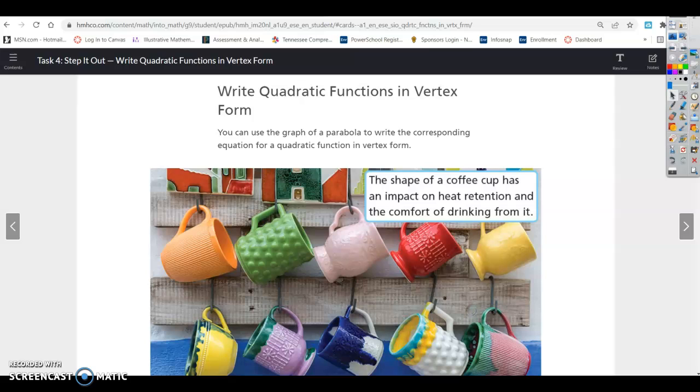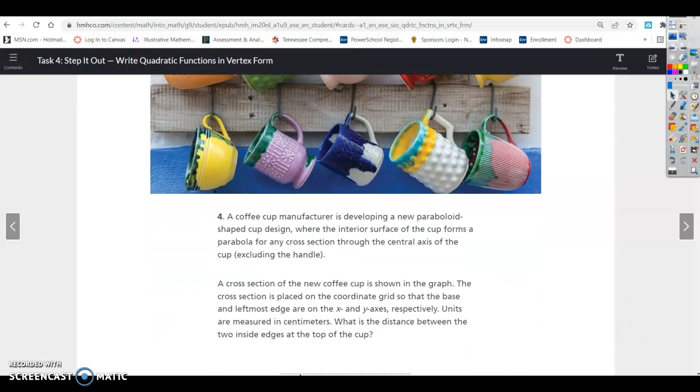Lesson 19.1, Task 4. Write quadratic functions in vertex form. You can use the graph of a parabola to write the corresponding equation for a quadratic function in vertex form. The shape of a coffee cup has an impact on heat retention and the comfort of drinking from it.